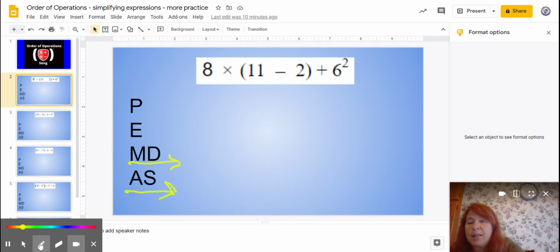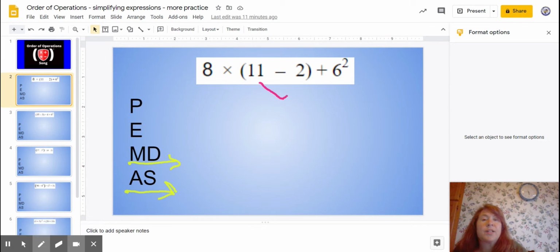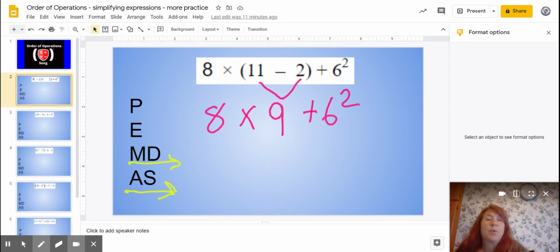I'm going to change my color, make it red. So let's start with parentheses. Let's find our parentheses. Our parentheses are 11 minus 2. So we're going to start by solving that. 11 minus 2 is 9. So I'm going to drop everything else down now. I'm going to have 8 times 9 plus 6 squared. I just took care of my parentheses.